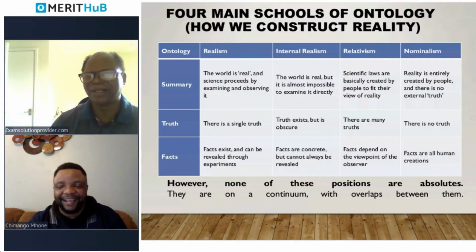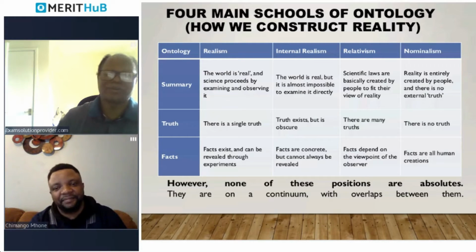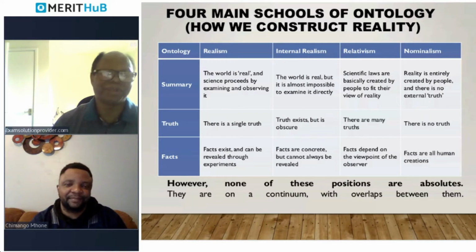So you can see nominalism thinks that reality is entirely created by people, and that there's no external truth about it. Because it's us who creates it. So you can see it affects the truth. If you are a realist, then you think that there's only one single truth. There's no alternative at all. But if you are an internal realist, then the truth exists, but it is obscure, so you can't see it. Therefore, you need to find a way of finding it, which is why we do the research.